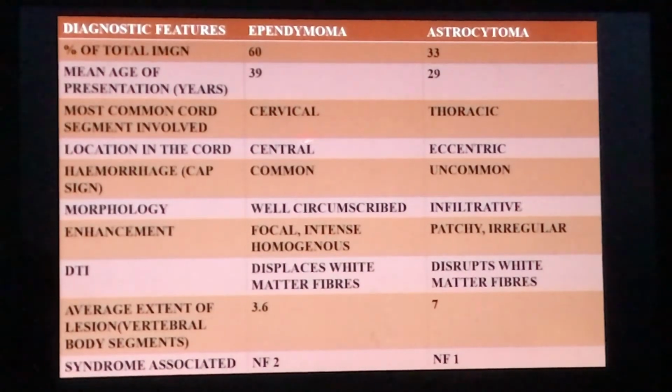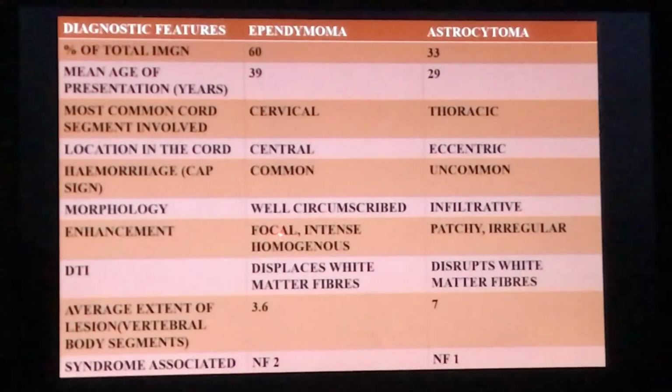The cervical portion of the spinal cord is more commonly involved in ependymoma, and in astrocytoma the thoracic portion is more commonly involved. Ependymomas arise from the central canal, so they are centrally located, and astrocytomas are usually eccentrically located. Hemorrhage or capsule is more commonly seen in ependymoma, and in astrocytoma it is uncommon. Morphologically, ependymomas are well circumscribed, while astrocytomas are infiltrative in nature.